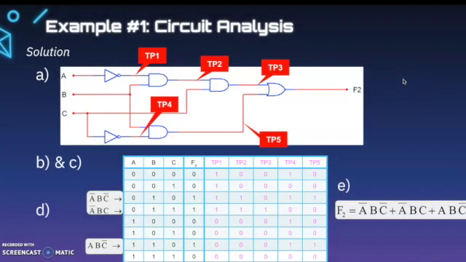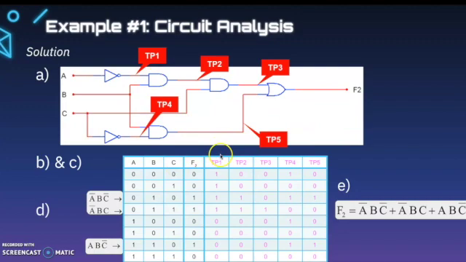Let's take a look at the solution. Inside of Multisim Live, you should have put a test point after this inverter, after this AND gate, after this inverter down here, and before this AND gate, and then after this AND gate and before this OR gate. So that's where all of our test points should be.